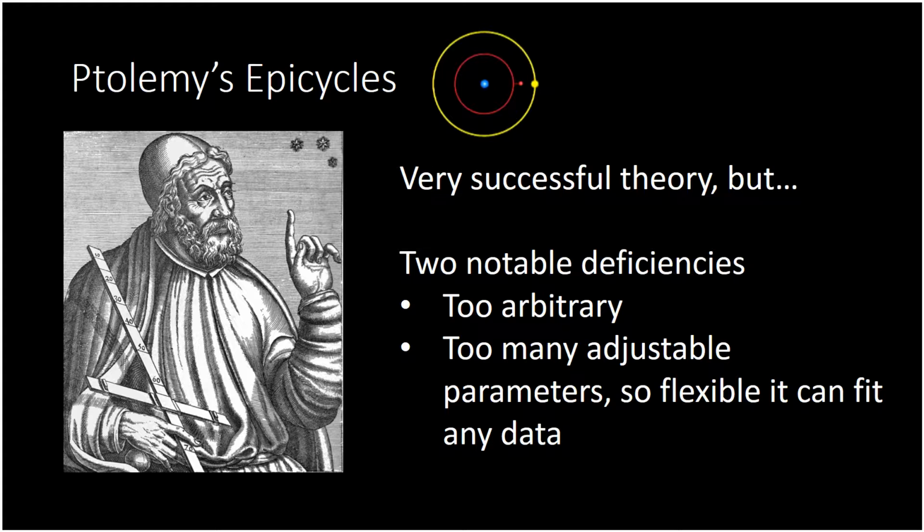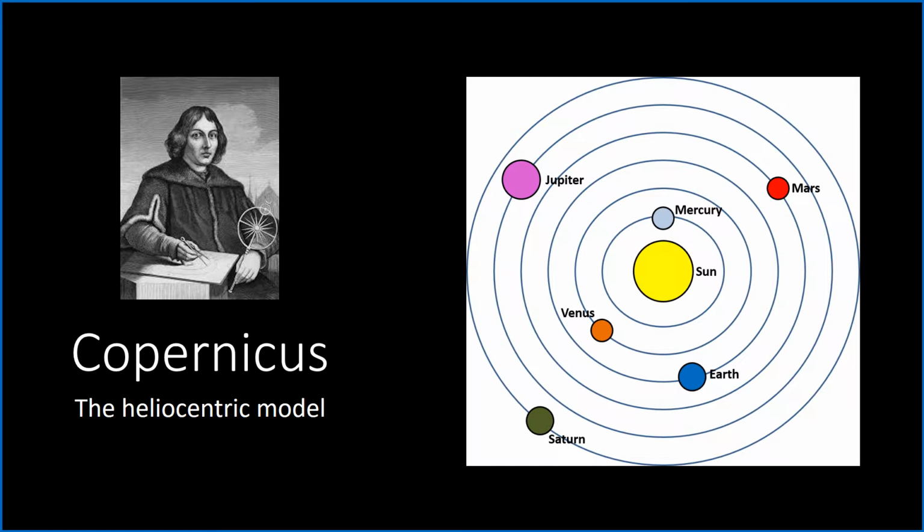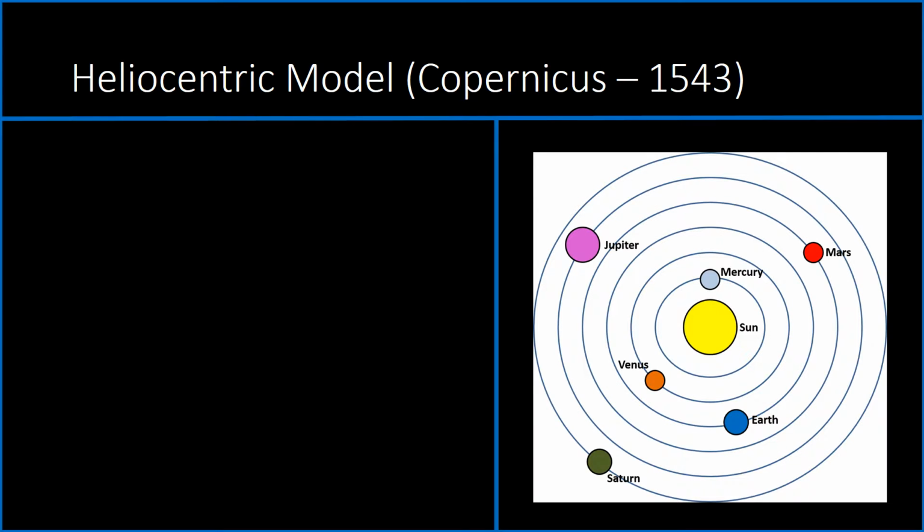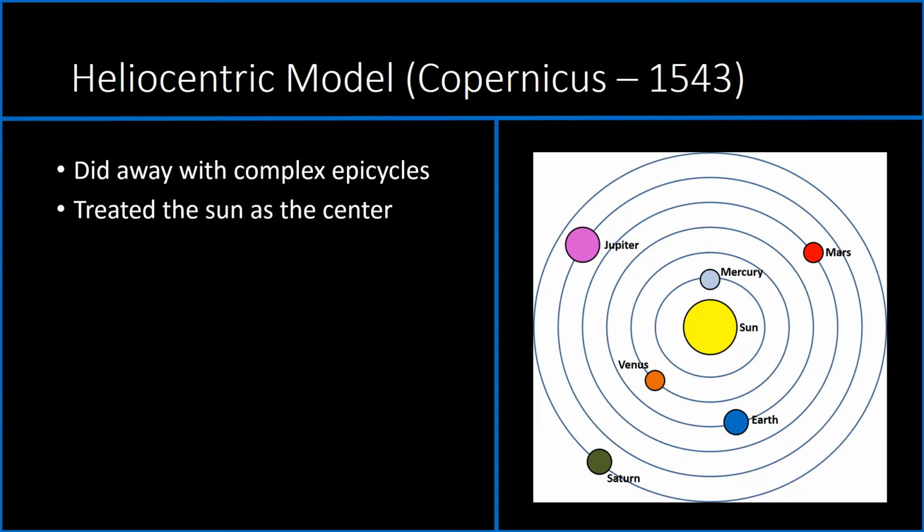Because it was too arbitrary and had too many adjustable parameters, it was eventually replaced by a simpler and more elegant model, published by a man named Nicholas Copernicus. In 1543, Nicholas Copernicus published his heliocentric model. This new model did away with the complex epicycles by simply treating the Sun as the center about which the Earth and the other planets circled.